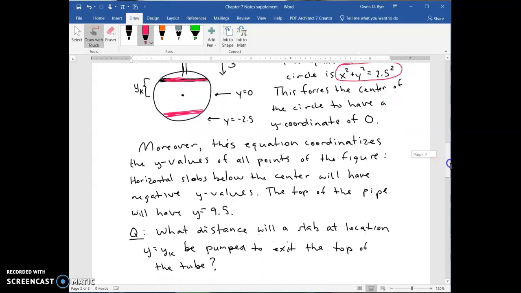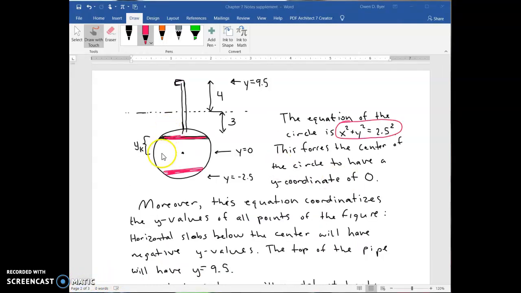Here's the question, and I'll give you a second to think about it. What distance will any given slab, which we've labeled as y sub k, be pumped to exit the top of the tube? So think about that for a second. Okay, this is just like the previous problem, where to find the distance, there it was a radius, but here it's a distance pumped. We just need to know our two values and we subtract them. So the y-coordinate here is y sub k. The y-coordinate here is 9.5. Okay, so y equals and y equals. Those are the two y values, 9.5 and y sub k.